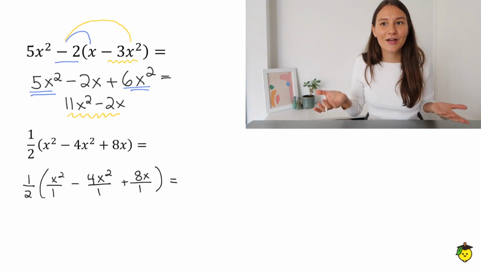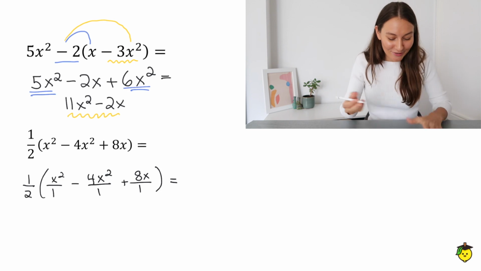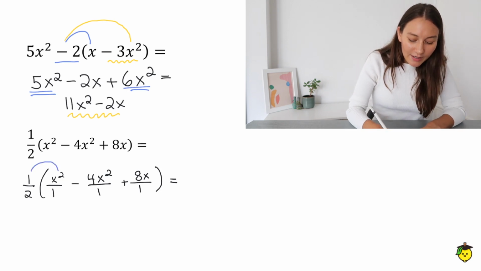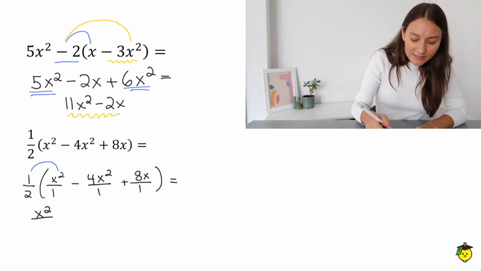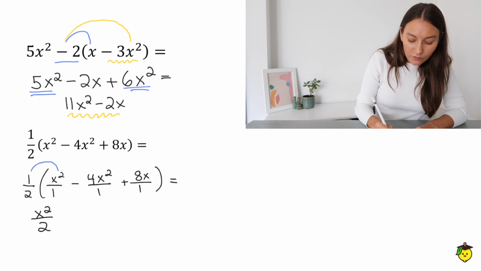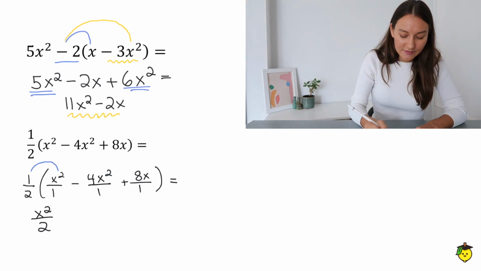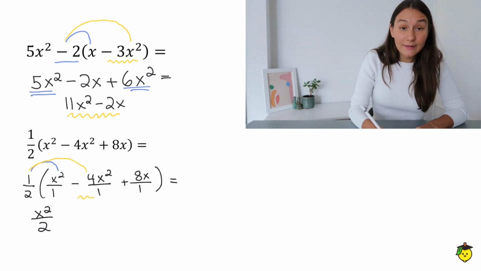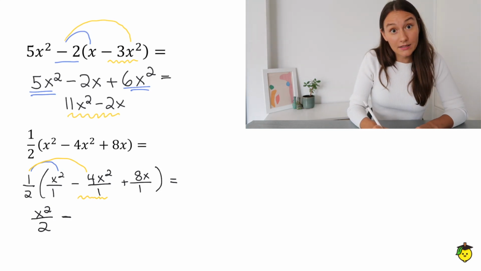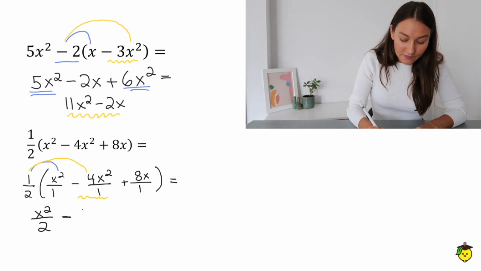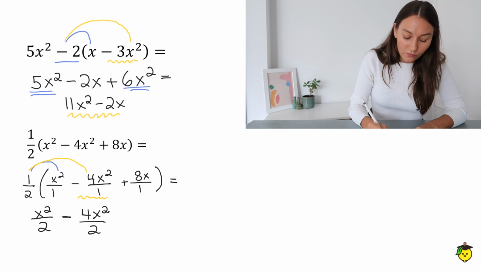So you might be thinking, wait, Michelle, is the double rainbow now a triple rainbow? Yes, you're right. It becomes a triple rainbow. So let's work through a triple rainbow. We have 1/2 times x squared over 1. So 1/2 times x squared over 1 just gives me what? It really just gives me x squared over 2, right? Remember, multiplication is fun. You're just multiplying the numerators and the denominators. Now I have 1/2 times a minus 4x squared over 1. So again, 1/2 minus, so positive times a negative is a negative. 1/2 times 4x squared over 1 is the same as minus 4x squared over 2.